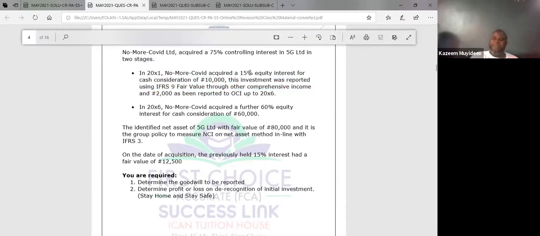15% is a simple investment reported in OCI. Subsidiary is reported in profit or loss. They are not the same line of reporting. Any return reported in the OCI must be taken away and taken towards retained earning to be on the same line, because there is no longer a simple investment. The investment has become a subsidiary. It must be derecognized.